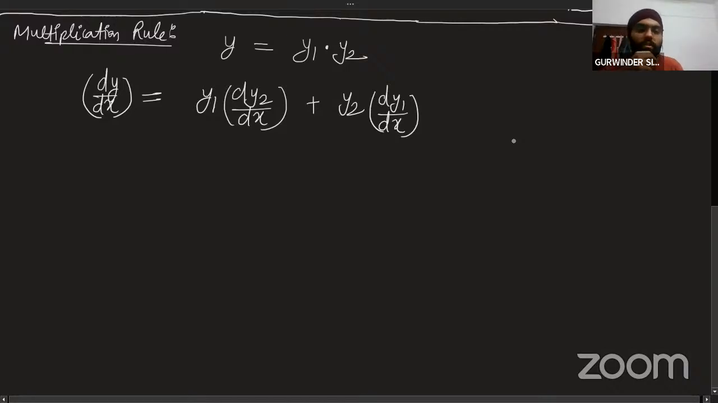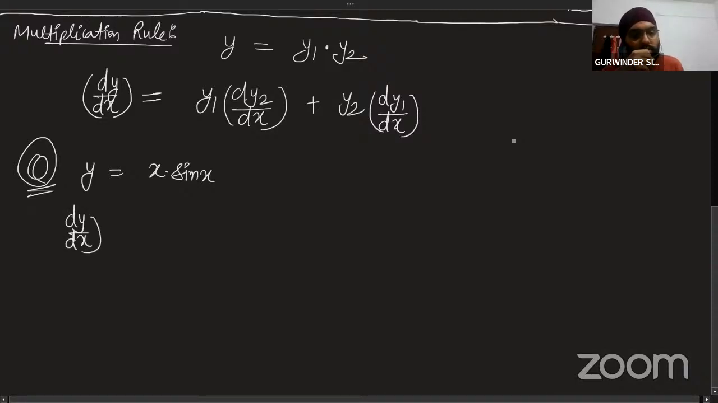Just a small problem over here. I have given you y is equal to x into sine x, x multiplied by sine x. So its dy by dx will be.